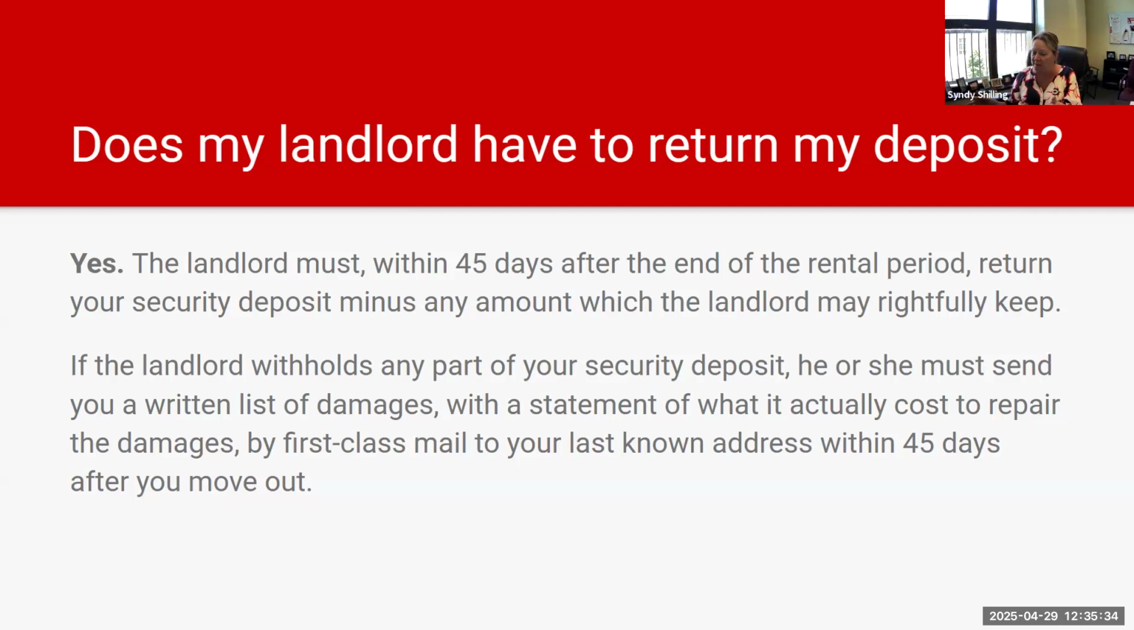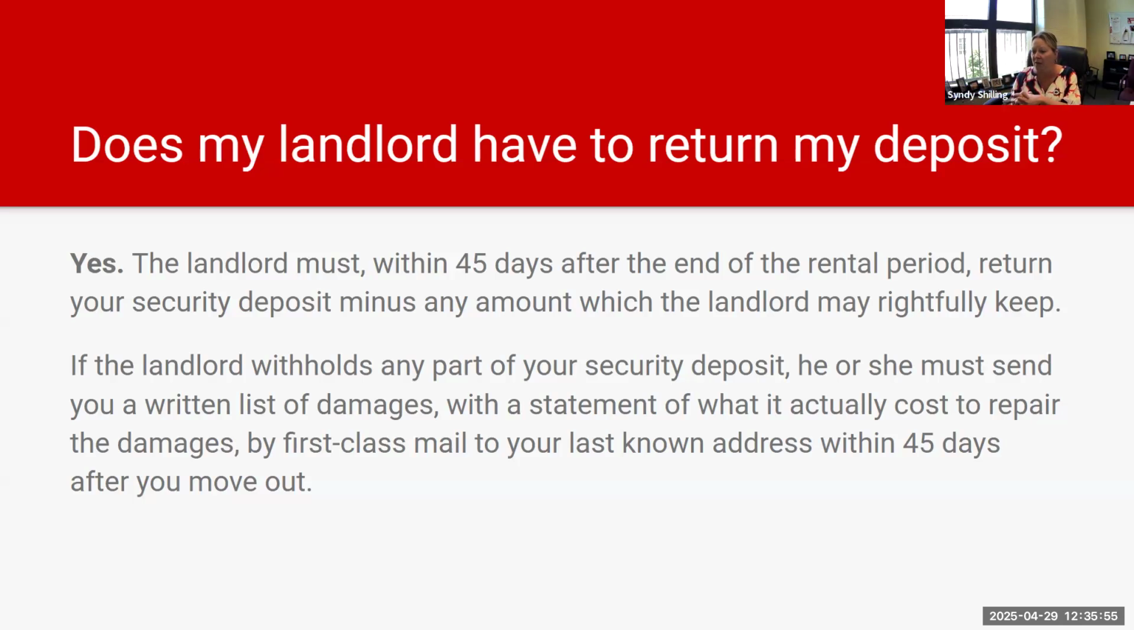Or in worst case scenarios, they keep your security deposit, and they charge you more because the damages exceed the amount of the security deposit. So any of those scenarios can happen, but within that 45-day period, they have to let you know what is happening and return any of that money along with an itemized list.